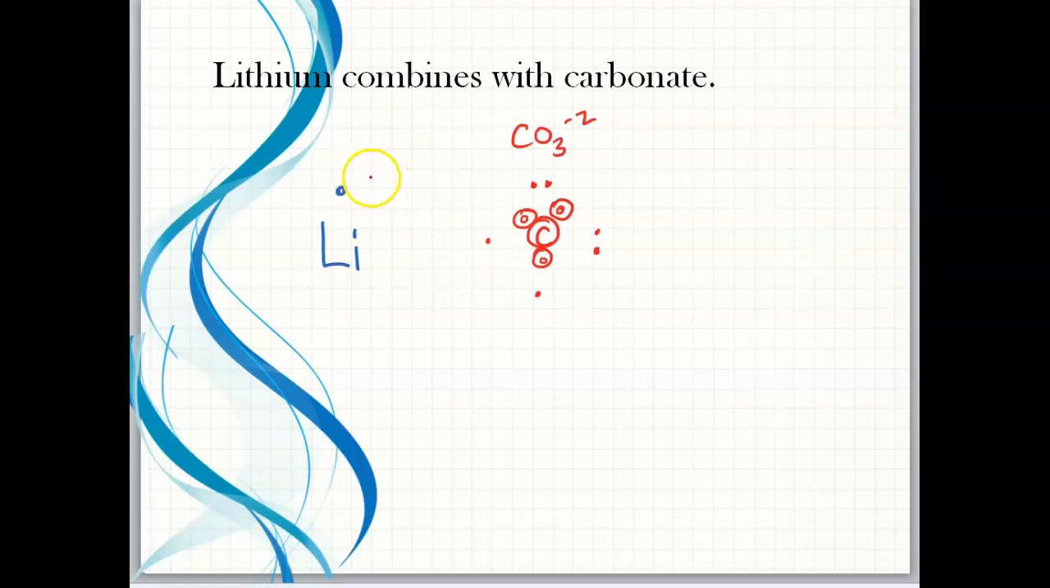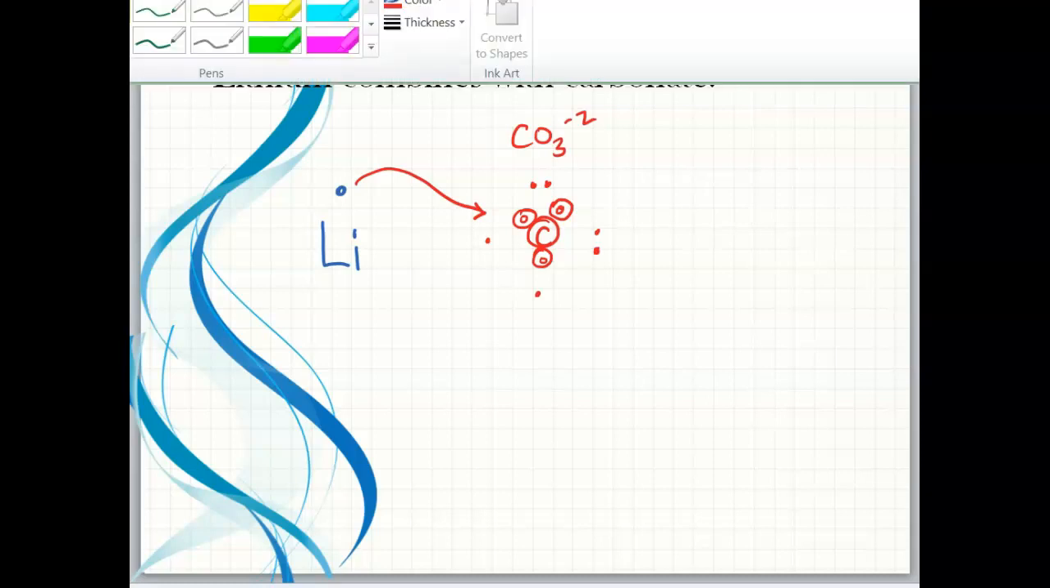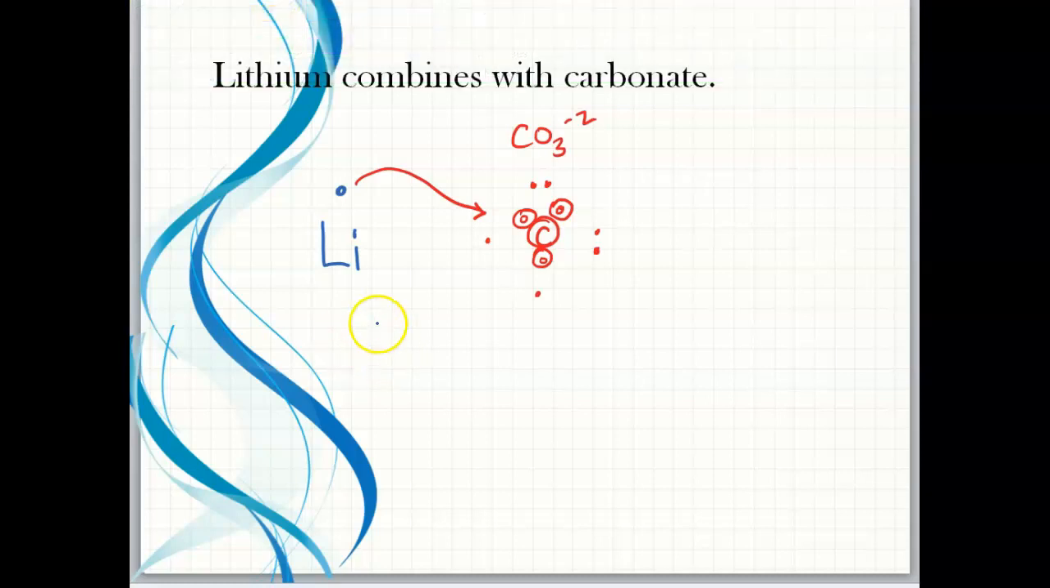So in this case, lithium can give its electron to carbonate. Lithium is content. However, carbonate isn't content. It has not reached that noble gas configuration. So that means I'm going to have to include 1 more lithium. And that means now both of them have reached that noble gas configuration.